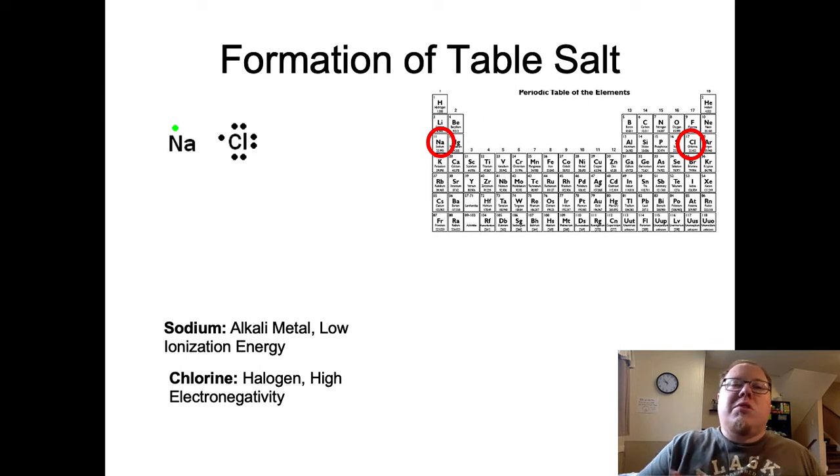Sodium is likely to lose its 1 rather than gain 7 more to get 8. Chlorine is just 1 away from 8, so it's just going to try to gain 1. So it gains it from the sodium. Sodium gives it to chlorine.